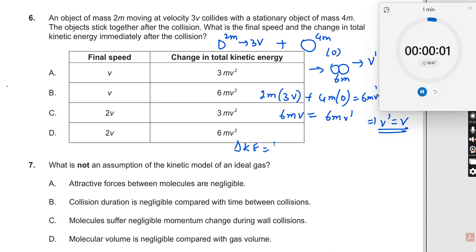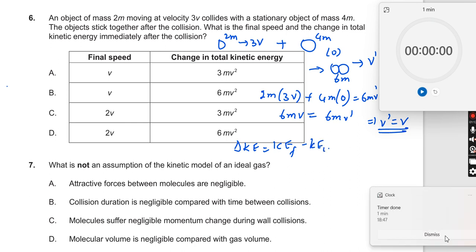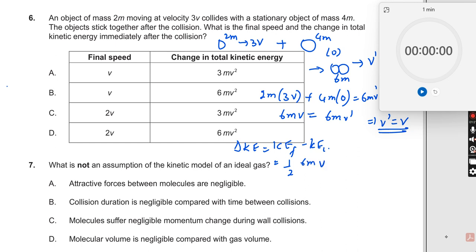Okay. Next, let us find out what is the change in kinetic energy. So how do we find change in kinetic energy? It is kinetic energy final minus kinetic energy initial. The final kinetic energy is half into 6m into v square, minus the initial kinetic energy, half into the first mass 2m into 3v whole square, which would be 9v square, plus the second one, whose kinetic energy is 0 because it was not moving. So this is half into 6mv square minus 2m into 9v square.